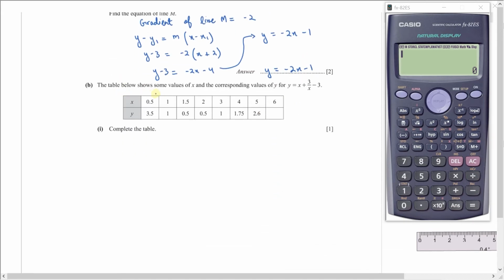Part B: the table shows some values of x and the corresponding values of y for y equals (x plus 3) over (x minus 3). Part 1 is complete this table. Our missing value here is for when x equals 6. If I substitute x equals 6 here, I will get (6 plus 3) over (6 minus 3). So this will be 6 plus 1 by 2, which is 0.5, and then minus 3. So you get 3.5. So here y equals 3.5.